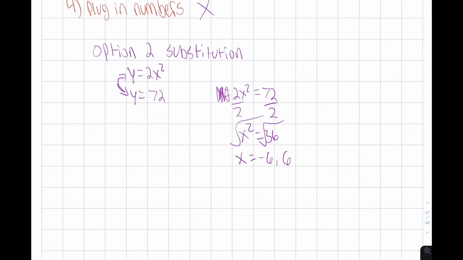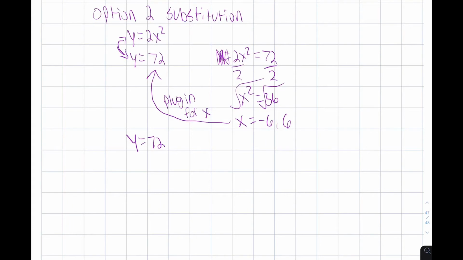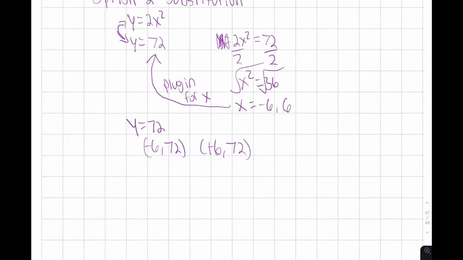And then we would go back to the equations, and we would plug it in. It'd be the easiest to plug in here. Plug in for x, because in y equals 72, there's no space to put x, so all we can do is say that y is equal to 72. So then the x is negative 6, and the y is 72. The other x is positive 6, and the other y is still 72. And then that's it, we solved it. Let's do another example.